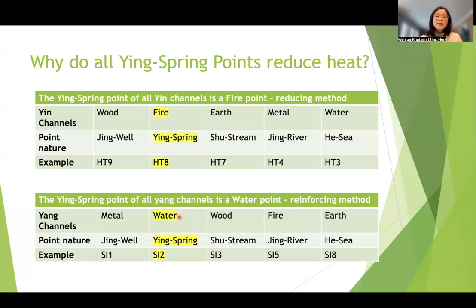But in fact, if we think about how to use this properly, we should consider whether this Ying Spring point is on a Yin channel or a Yang channel. And also we should consider whether this heat is from excess heat or deficient heat.